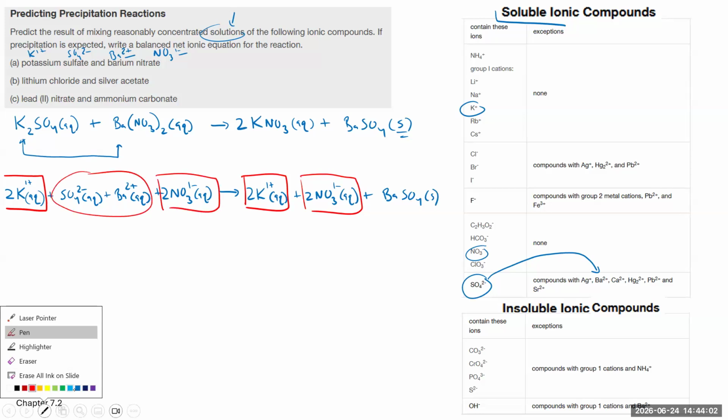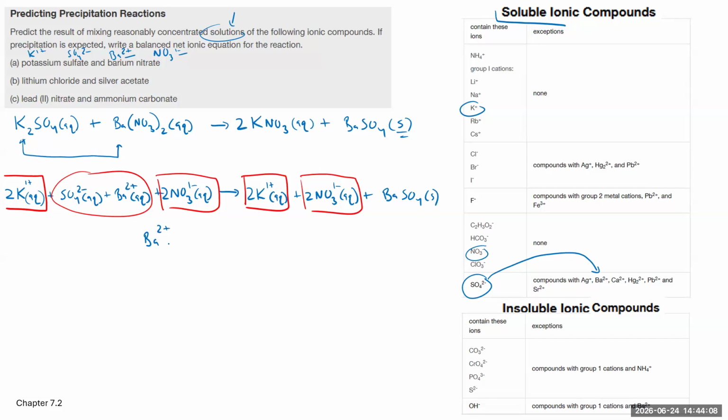Typically, you write the cation first, barium 2 plus, aqueous. And then we have SO4 2 minus aqueous. That makes barium sulfate solid. This is the net ionic equation.